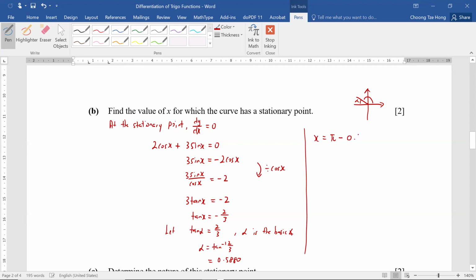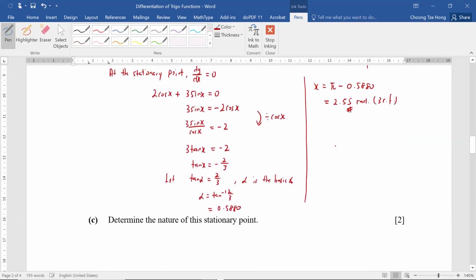So alpha is 0.5880, so this will give us 2.55 radians, 2.5536. This will be the value of x for which the curve has a stationary point. Not too difficult to solve.